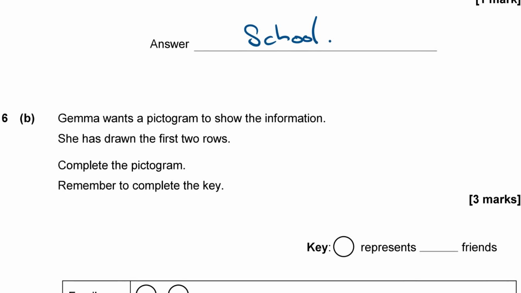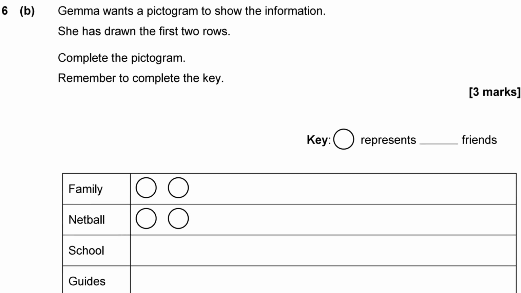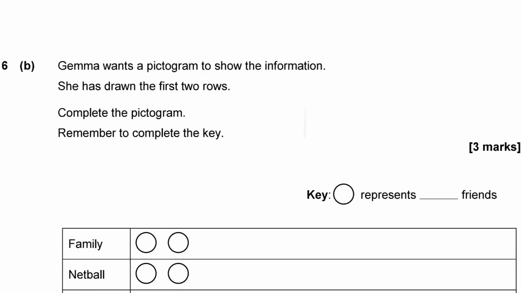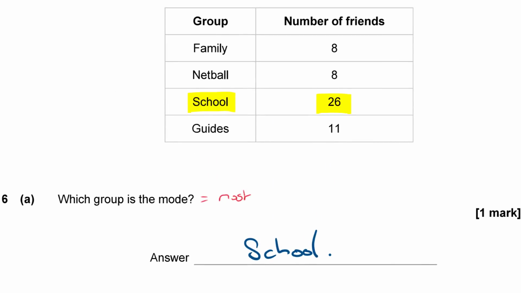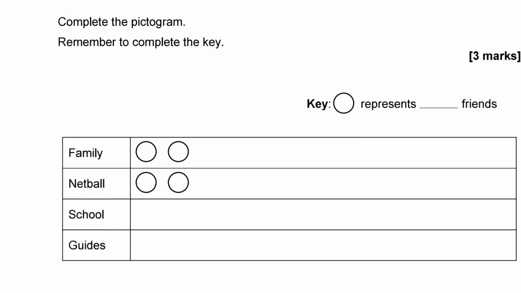Gemma wants a pictogram to show the information. She has drawn the first 2 rows and we need to complete the pictogram. Okay, so you can see for family and netball she's drawn 2 circles, and we know from the data up here that family and netball were both 8, so that means 2 circles must be 8 friends, so 1 circle must represent 4 friends.